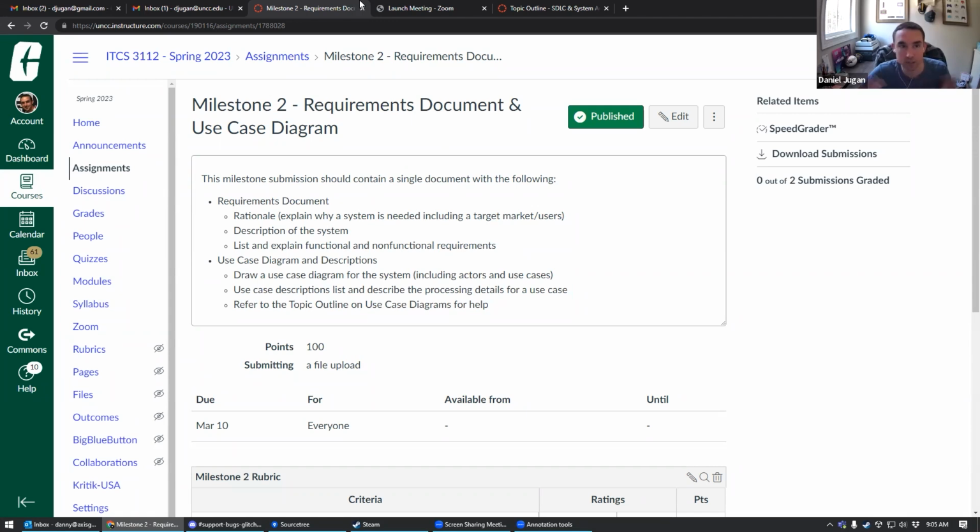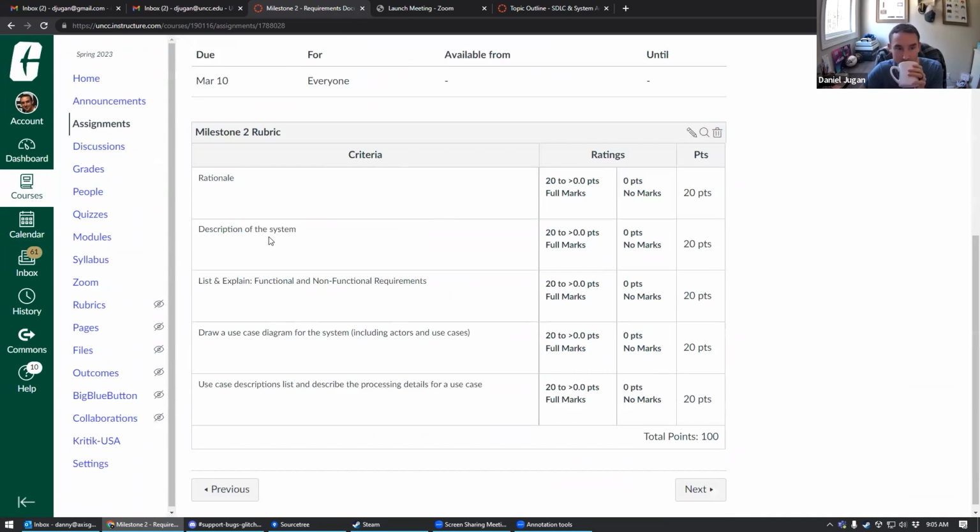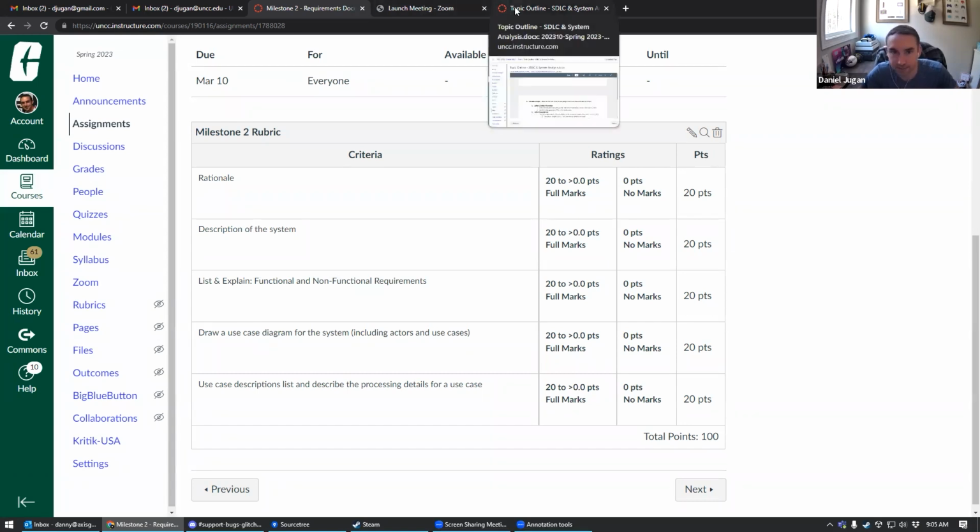Okay. Questions on that? We're going to get back to use case diagrams. We're going to do a complete one from start to finish so you can see how they're created. But I wanted to cover in detail what you needed for milestone 2. And here's a rubric for how it's graded. Try to be as transparent as possible so that there are no confusions.